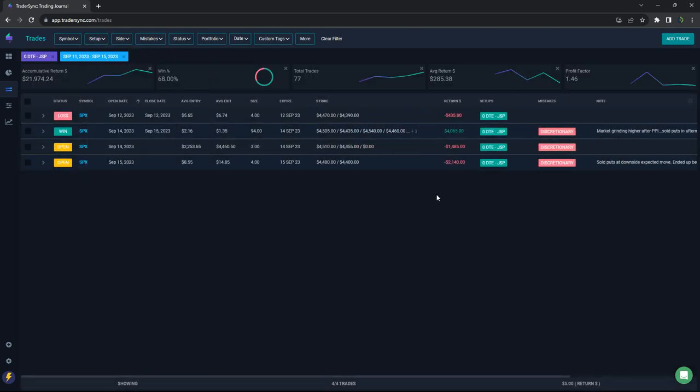JSPs, just sell puts, a few losers here. Three of these are discretionary. You see, I had one nice winner, a couple losers, another loser there. So net on the JSPs, basically a scratch, up $5 for the week.